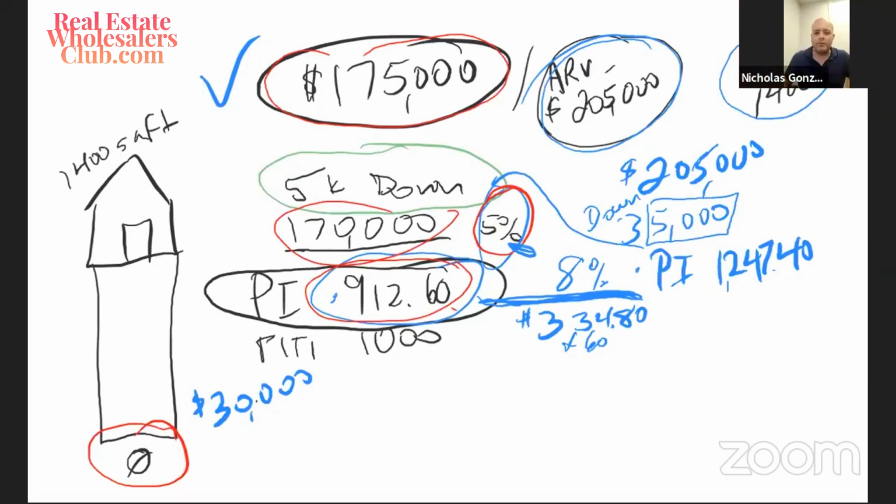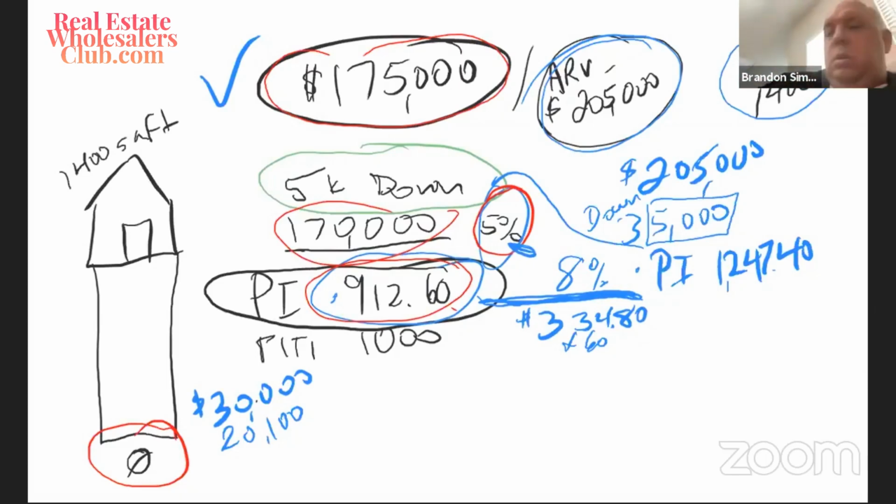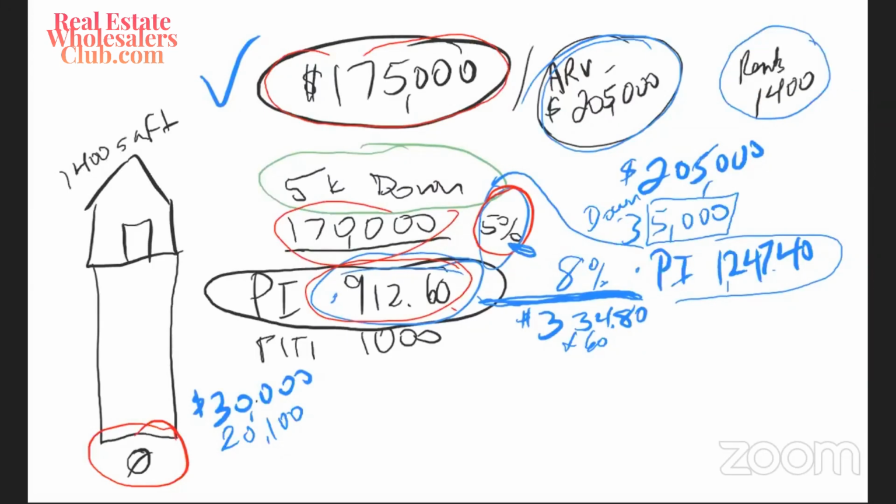20,100 roughly. 20,100. Okay. And then my payoff, by the way, is going to be different here than it is from here. So I got to find out what my payoff is. So my payoff over here, let me just do my calculator real quick.